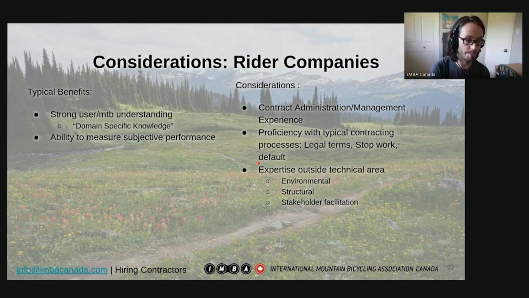And for sure, some of the ones that have done the most work, there's no concern with any of this. Same with this kind of expertise, their environmental understanding, structural stuff. Do they understand when to engage with an engineer? Do they understand how to engage stakeholders if this is a master plan session?